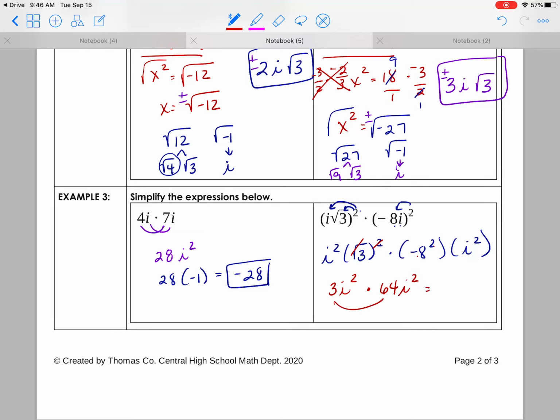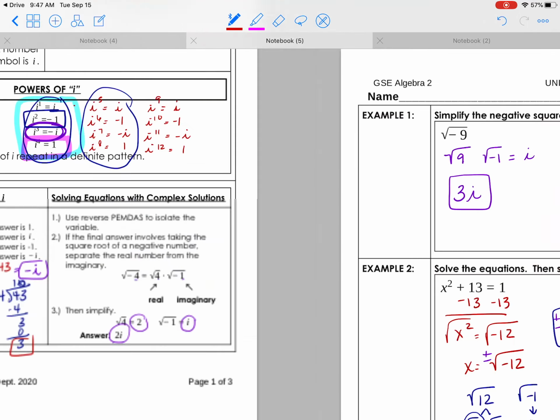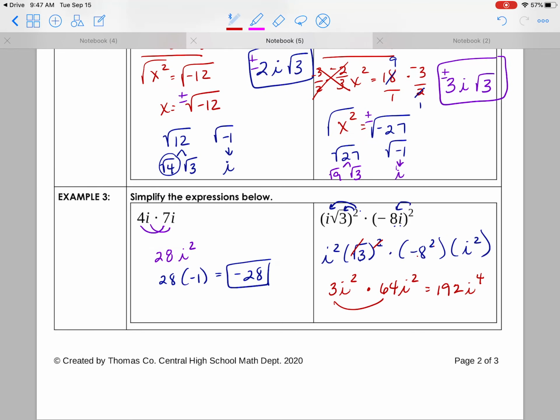And then I'll multiply 3 times 64. That's 192. And then i squared times i squared, I'm going to add those exponents and get i to the 4th. Now, I can't leave my answer in terms bigger than i. So I'm going to come back over here. i to the 4th was, in our pattern, 1. So that's going to give me 192 times 1, which is just 192.